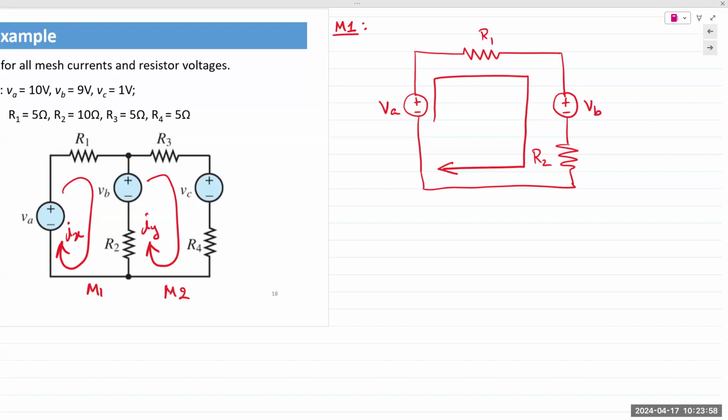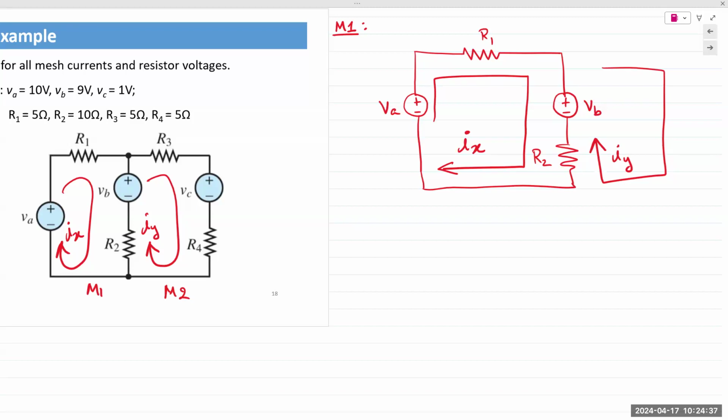and I have mesh current IX flowing through the left side, and I have IY flowing on the right. R2 is the shared branch. VB is also shared between mesh 1 and 2, but VB is a voltage source. The value is already given to us, so we don't have to do anything about VB except include it in our equation and plug in the values. And that's it. So mesh 1, count the components: VA, R1, VB, R2, all accounted for.